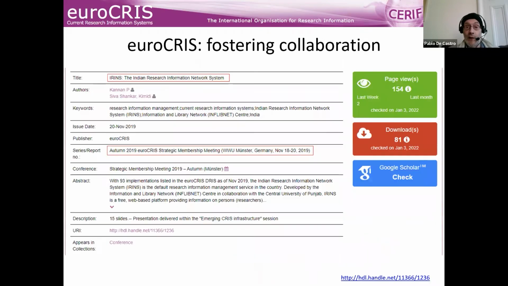So the last one we held as an on-site event was in Germany, in Münster, in November 2019. And in that event, we had a presentation for IRINS, the Indian Research Information Network System, by Nalan Kannan and Kimidi Siva Shankar. The slides for the presentation are available in the URL at the bottom. It was a remote presentation. It was a little bit too far to travel at the time, but you can see in the number of views, downloads, that it has been quite popular. That presentation back in November 2019.